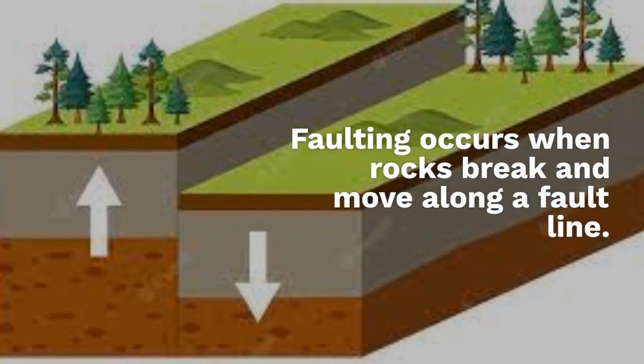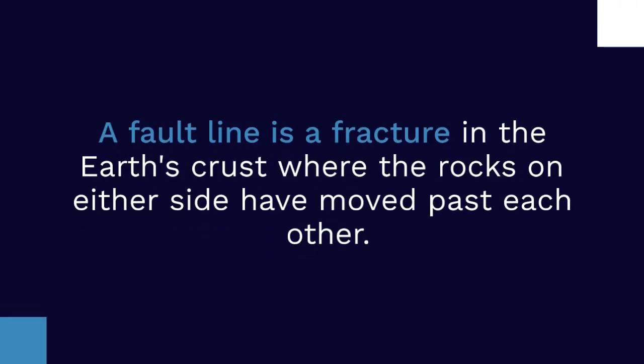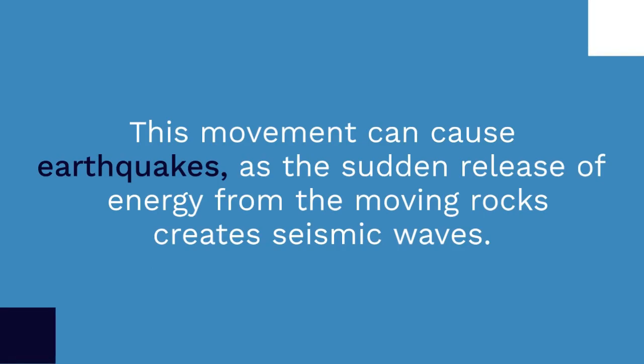Now let's talk about faulting. Faulting occurs when rocks break and move along a fault line. A fault line is a fracture in the Earth's crust where the rocks on either side have moved past each other. This movement can cause earthquakes, as the sudden release of energy from the moving rocks creates seismic waves.